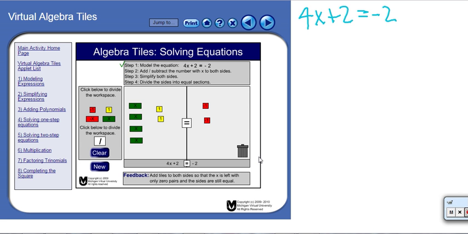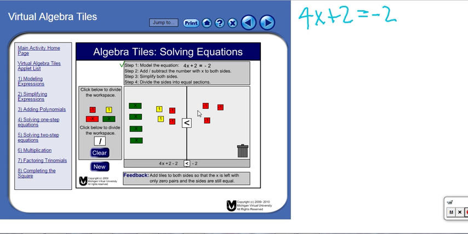Okay, so now I've got my next problem, and I've gone ahead and modeled it. I've got 4x, I've got 2 positive 1s, and I've got 2 negative 1s, which gives me 4x plus 2 equals negative 2. Right now I'm balanced, which is good. Now I need to add or subtract the number with x to both sides. I've got this number with my x's over here, so I need to find my 0 pairs. My 0 pairs to get rid of these would be by dragging on more of these.